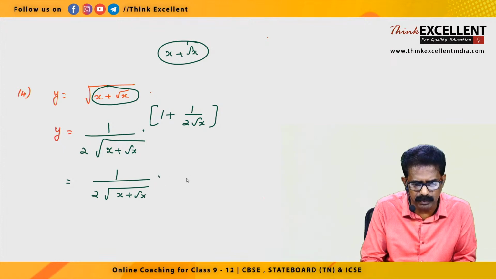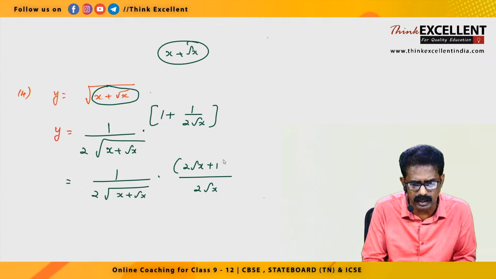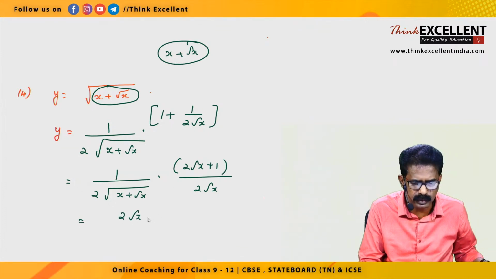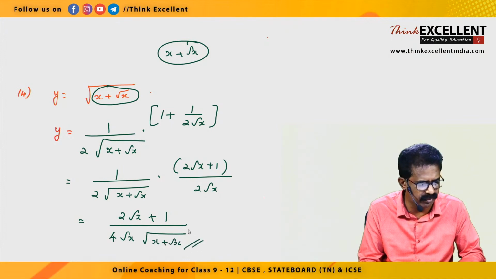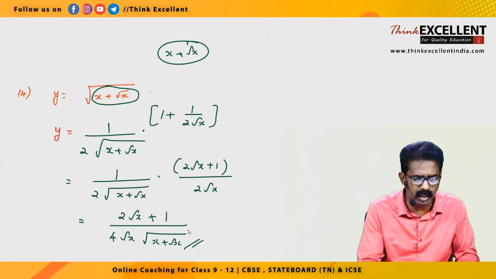Here you take LCM. What's the LCM? 2 root x. If you take the LCM, it is 2 root x plus 1, right? So the numerator is 2 root x plus 1. Denominator is this 2 into 2, it is 4 into root x. Then what else is there? Root of x plus root x. Okay, you cannot simplify further. Okay, so hope you understood all these things.